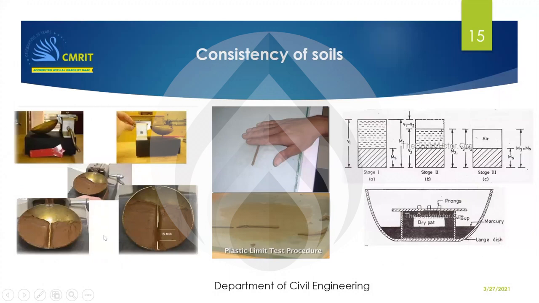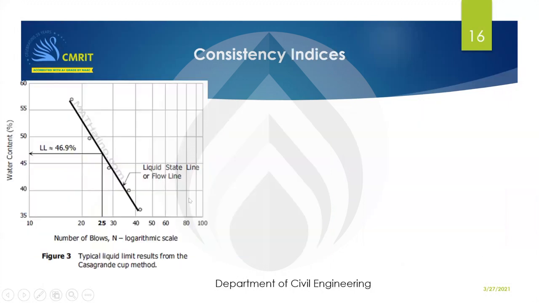So as you know, if the water content is more, the cup will close sooner. And when the water content is less, it will take more time to close. So the closure we consider is only half an inch, or 10 to 12 mm. So we plot a graph between the water content versus the number of blows. The water content corresponding to 25 blows, we call it the liquid limit. So this is a codal procedure.